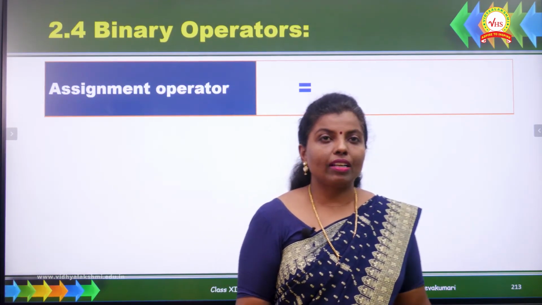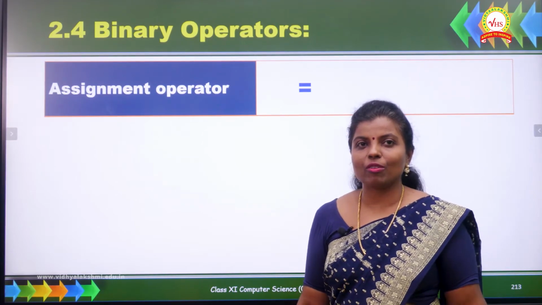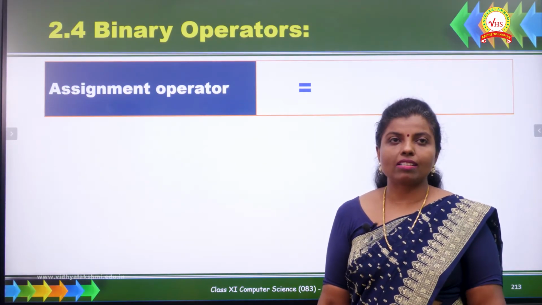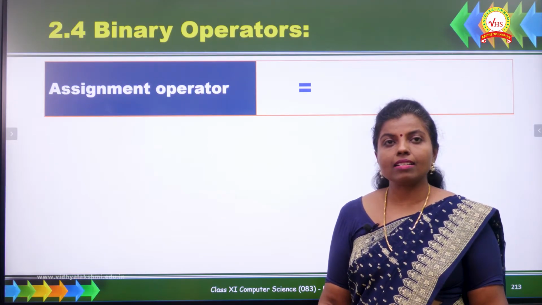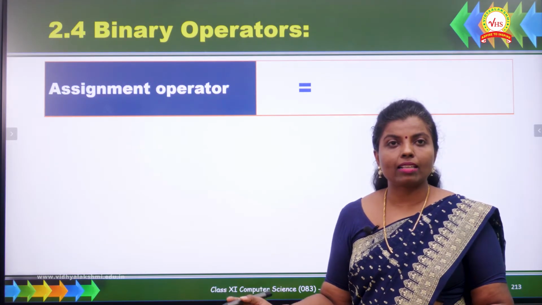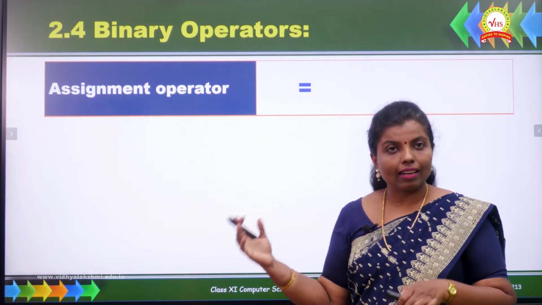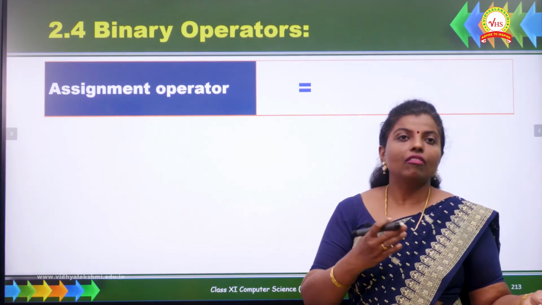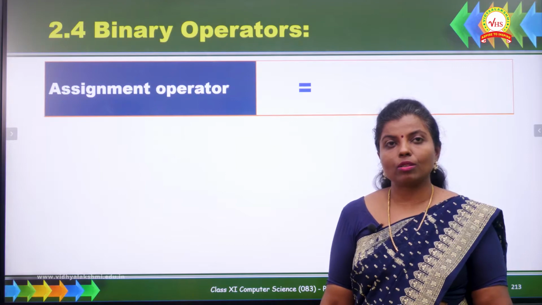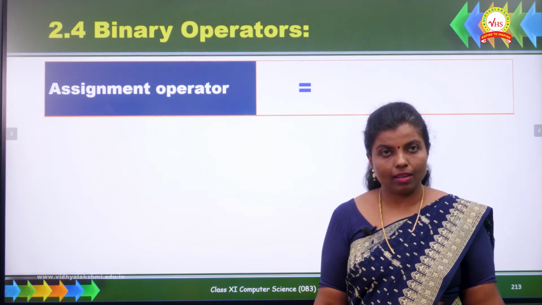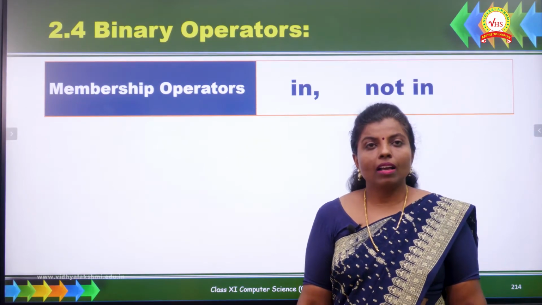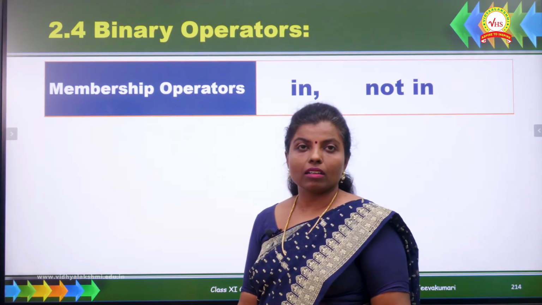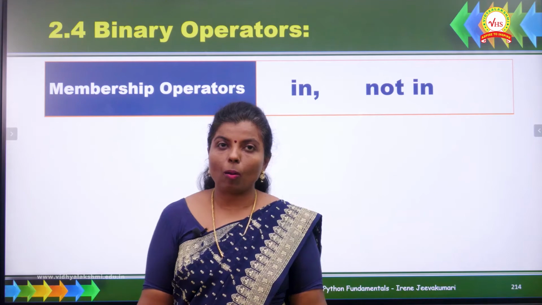Now let us move on to the next operator, that is single equal to. This single equal to is referred to as the assignment operator. It assigns the value or whatever expression it has on the right hand side to the variable on the left hand side. That's why this is referred to as an assignment operator.